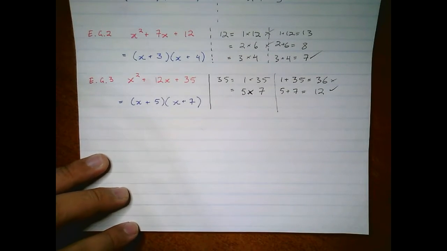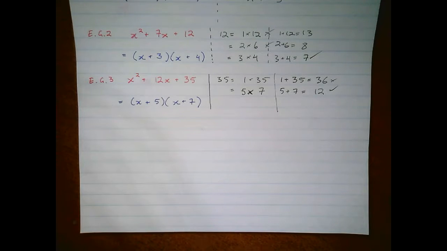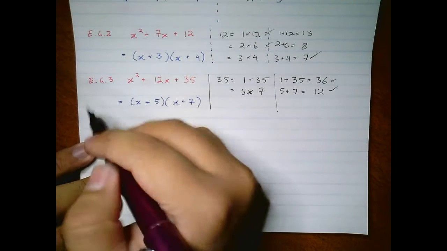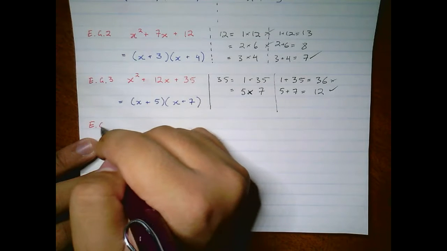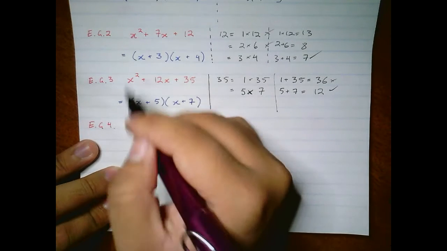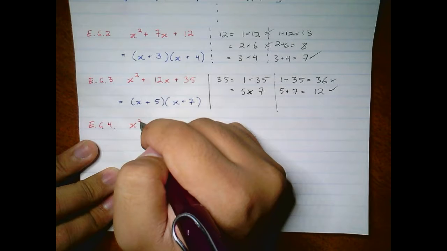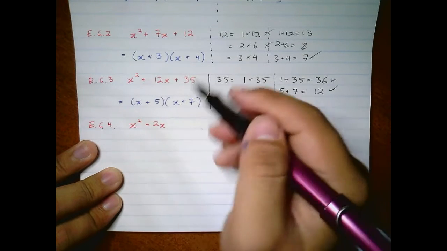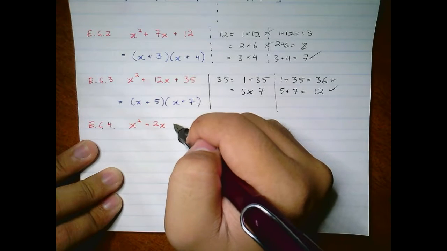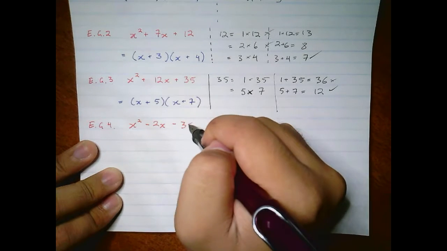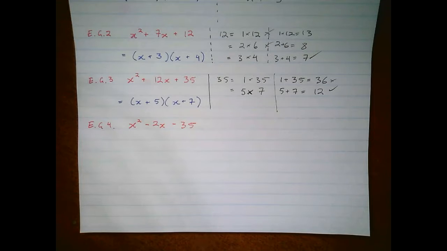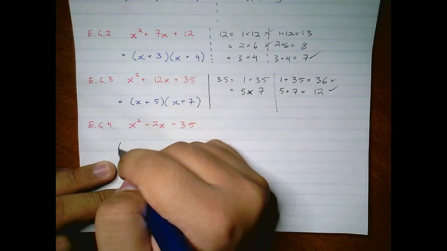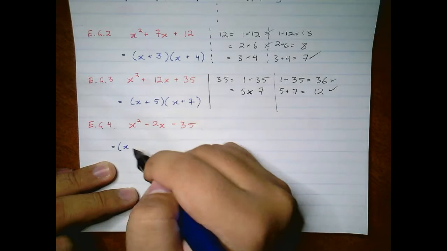So now what happens if we start taking into negative numbers? Here we go, we've got example 4. Let's say we have x squared minus 2x minus 35. So now I want you guys to think very carefully. So hang on. x.